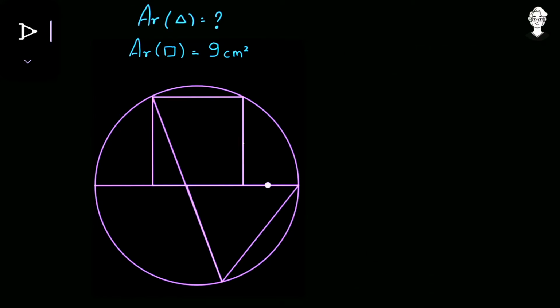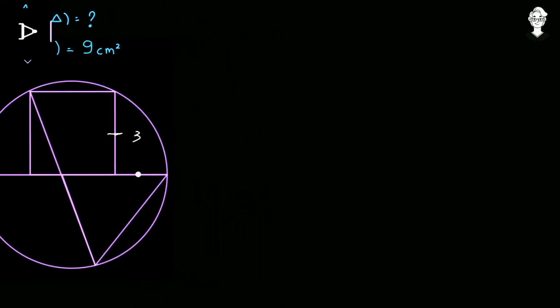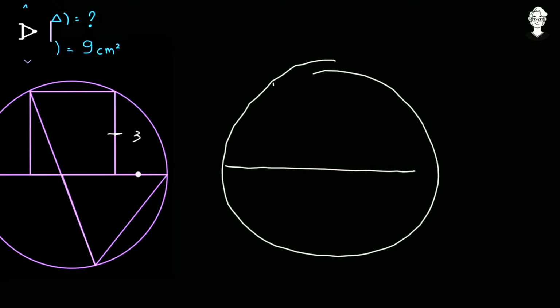So first of all, the area of the square is 9 cm square, so the side of the square is the square root of 9, which equals 3. That's very simple. Before moving on, let us discuss a theorem. If there is a circle with a diameter, and you draw a square on top of this diameter, and let this point be the center of the circle, then this point is also the midpoint of this side of the square.